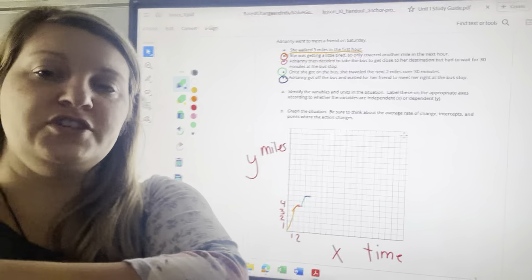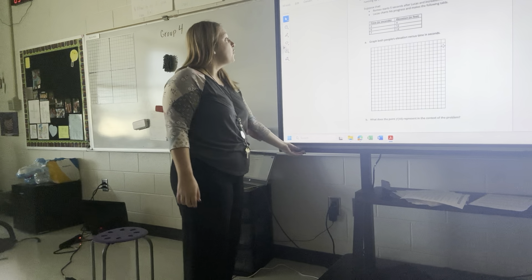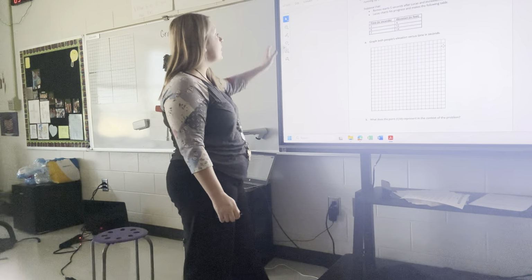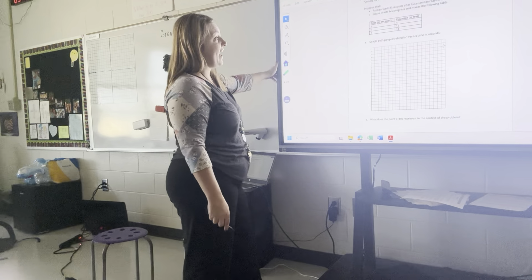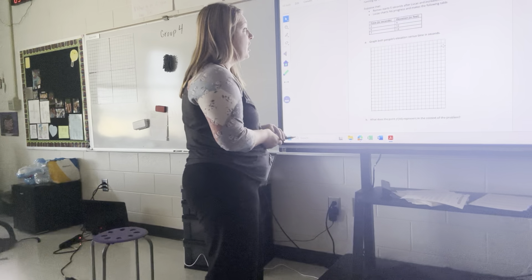Okay, now we're on to number 3. So, we have that Lucas was walking up the stairs to get to class. 5 seconds after Lucas starts, Romeo starts running up the stairs to get to class. Suppose that Romeo starts 5 seconds after Lucas and increases his elevation by 4 feet every second. Lucas charts his progress and makes the following table.